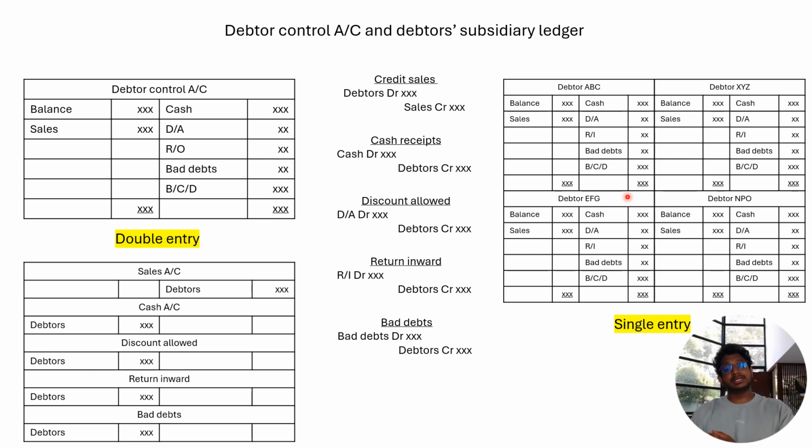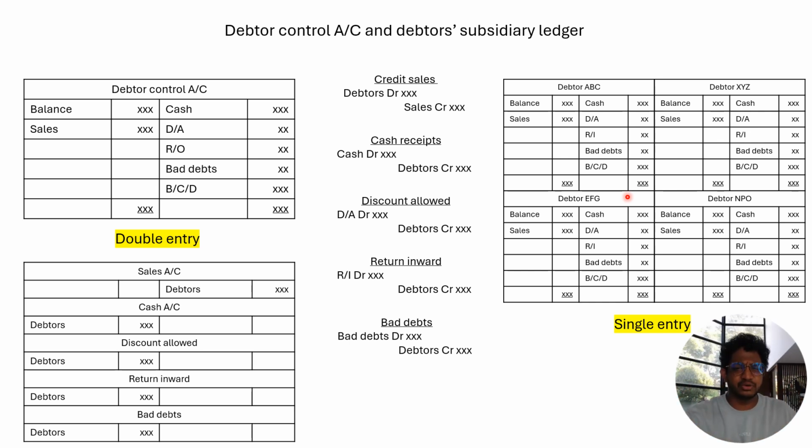But when it comes to the subsidiary ledger, we only record the single entry that affects the debtor. So let us say credit sales. In the main ledger, debtors debit, sales credit. We do the double entry. But in the subsidiary ledger, we only record the entry relevant to the debtors. So debtors only debit. Why? If we do the double entry in the subsidiary ledger too, the sales will be credited twice. So that's incorrect, right? So in the subsidiary ledger, only the single entry, but in the main ledger, double entry from the control account.